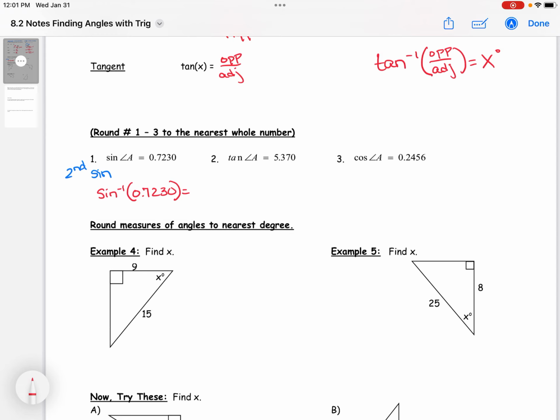I have no idea where I was going to use my phone. Oh, here it is. Okay. Except I have to find out where to find all this.